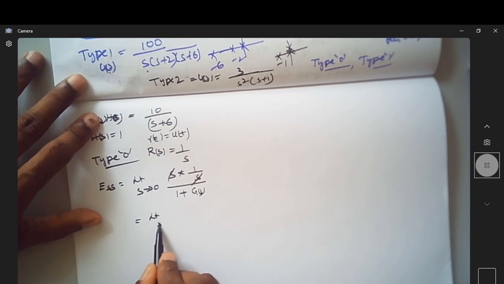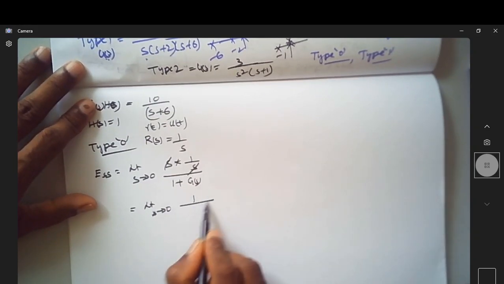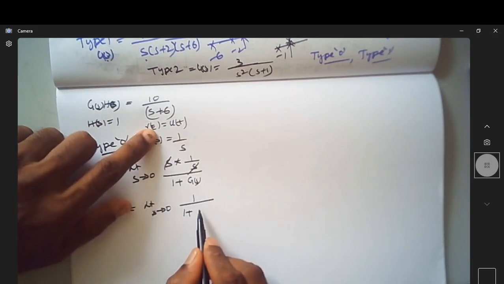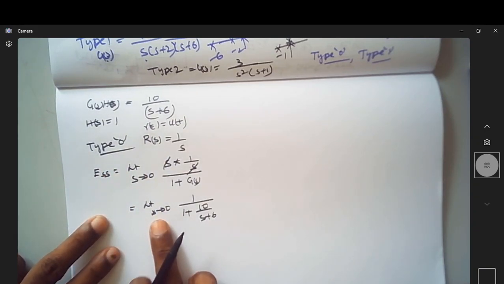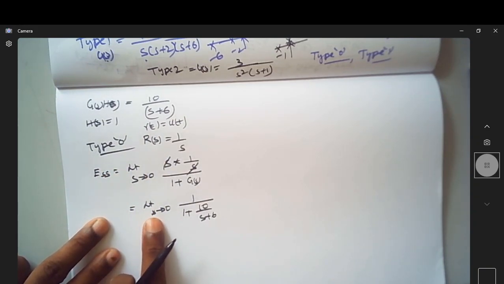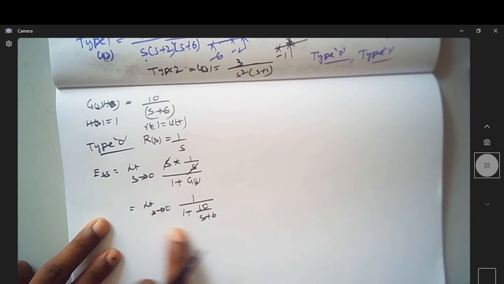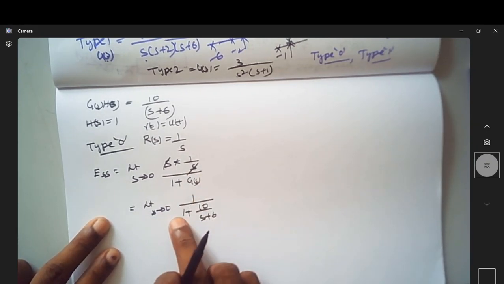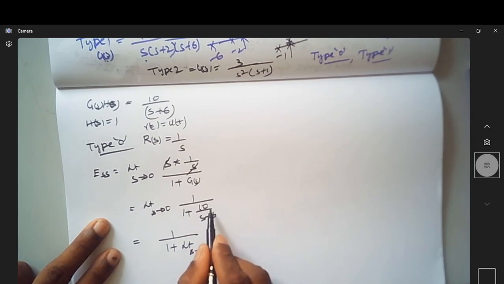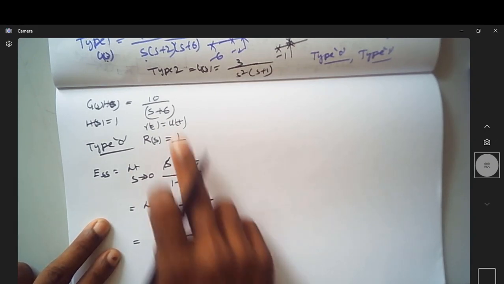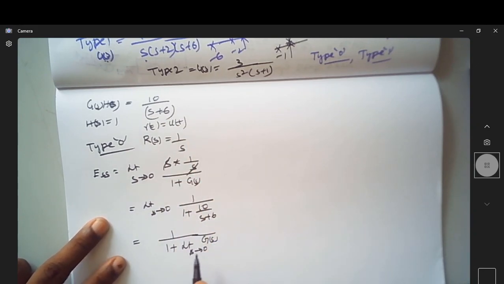Now what you have is limit of s tending to 0, 1 over 1 plus G(s), where G(s) is 10 by s plus 6. Since the limit of s tending to 0 applies to the entire thing, and there is no s left outside, let me write this as 1 over 1 plus limit of s tending to 0 of G(s). In this case G(s) is 10 by s plus 6.